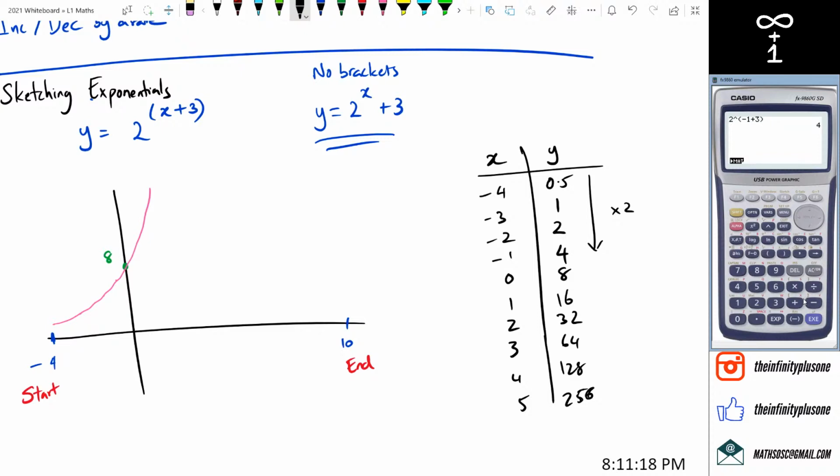So that's pretty much how you look at sketching exponentials. If you see a question on sketching exponentials, basically you can do a table. Do a manual table, or you can do a graphics calculator table. You don't need to copy down the graphics calculator table. You can just use the values from the graphics calculator and plot the graph.